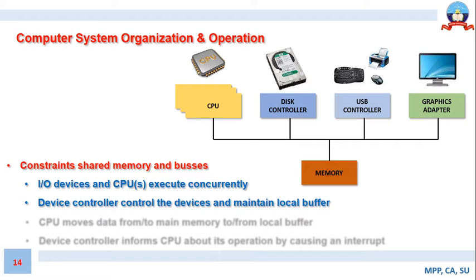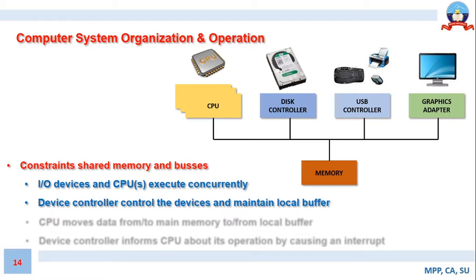So device controllers are capable of controlling the device, and in addition to that, they are capable of establishing communication between the device and the other devices that are there in the computer system. Device controllers are also capable of maintaining a local buffer. So whenever interaction is to be established between two different devices that work at different speeds, the buffers come in handy.